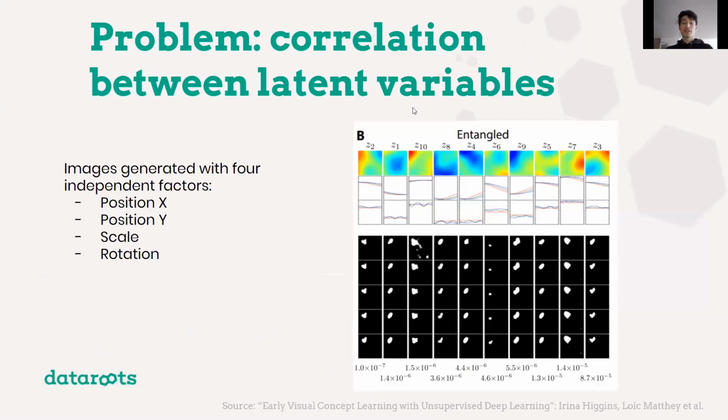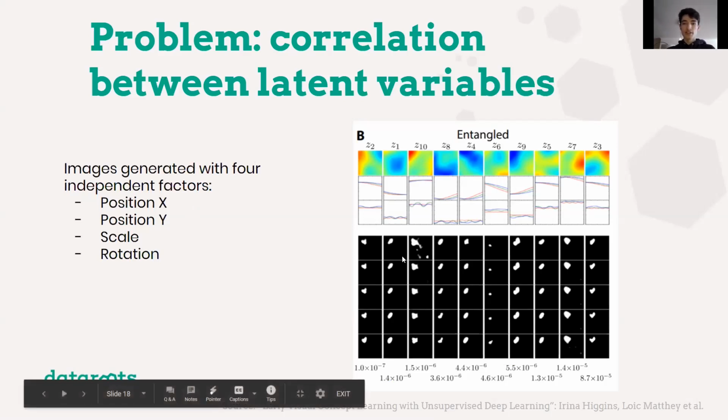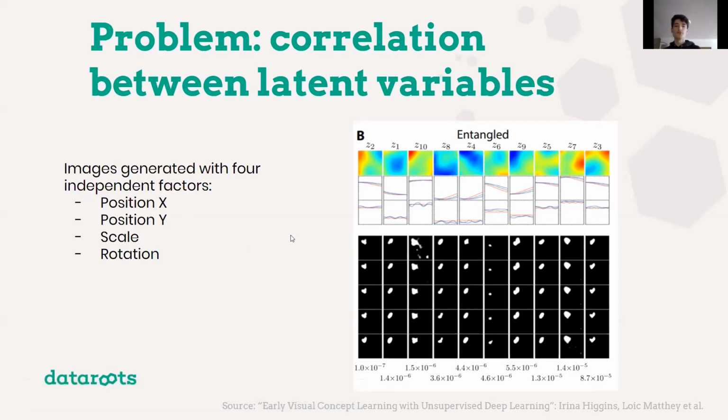Of course, a variational autoencoder is not perfect either. So what is the problem with a variational autoencoder? The problem is that if you give it too many latent variables, it will not be able to see that there are too many. So let's take an example. Here you generated different images based on only 4 independent factors. And the term that is super important here is independent. The independent factors are the X position, the Y position, the scale, so big or small, and the rotation. So you only have four independent factors to generate those images.